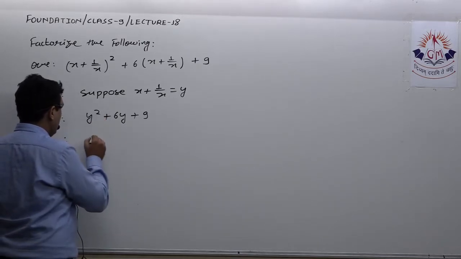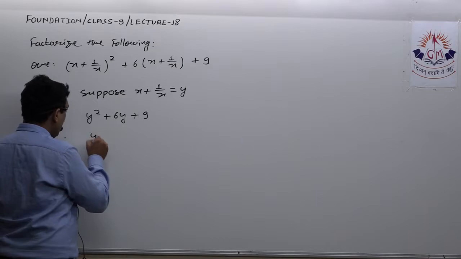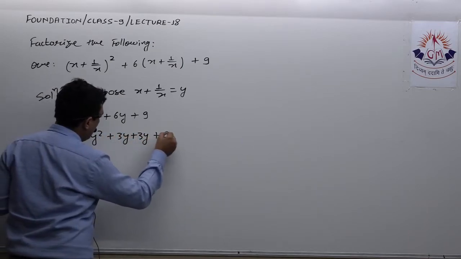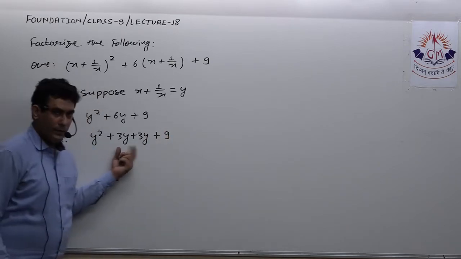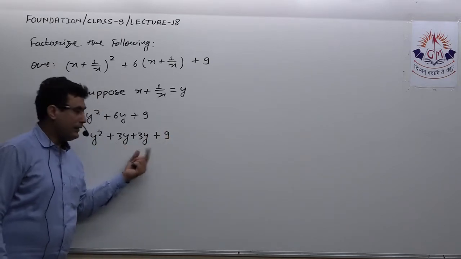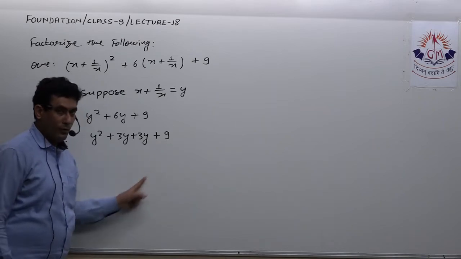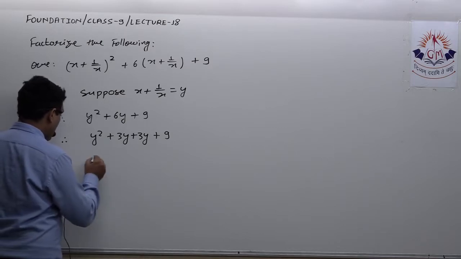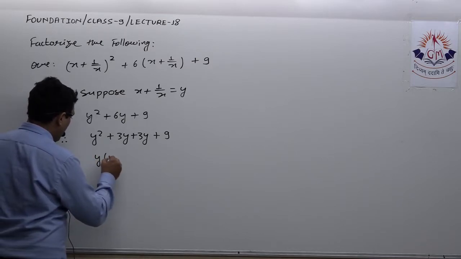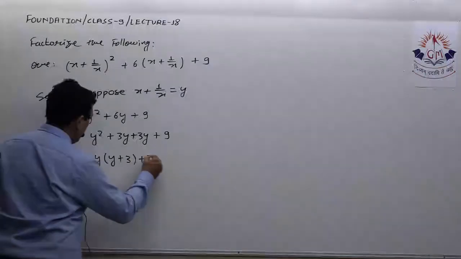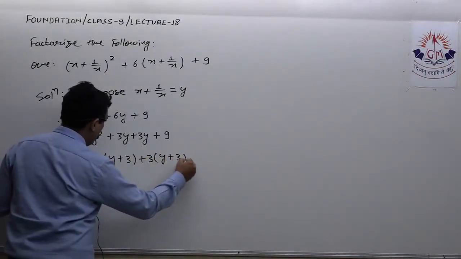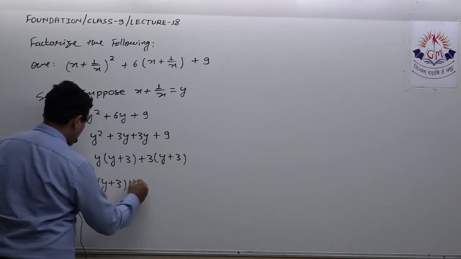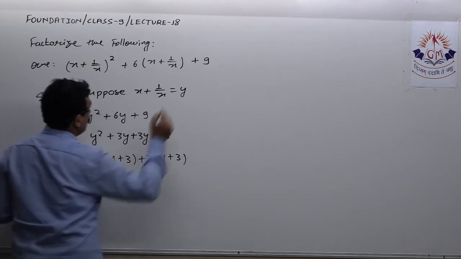So here y² + 3y + 3y + 9. So 3y plus 3y is 6y, and 3y multiplied by 3y is 9y², that is the product of first and last. So if I take y common, y plus 3 common, ultimately I'll get (y + 3)(y + 3).